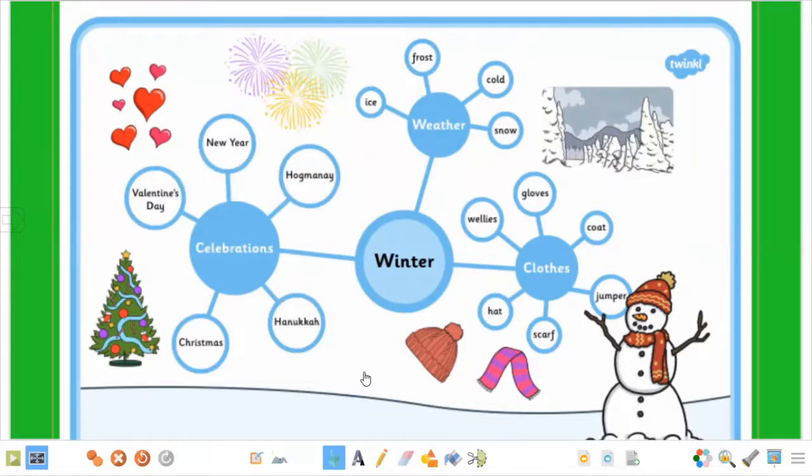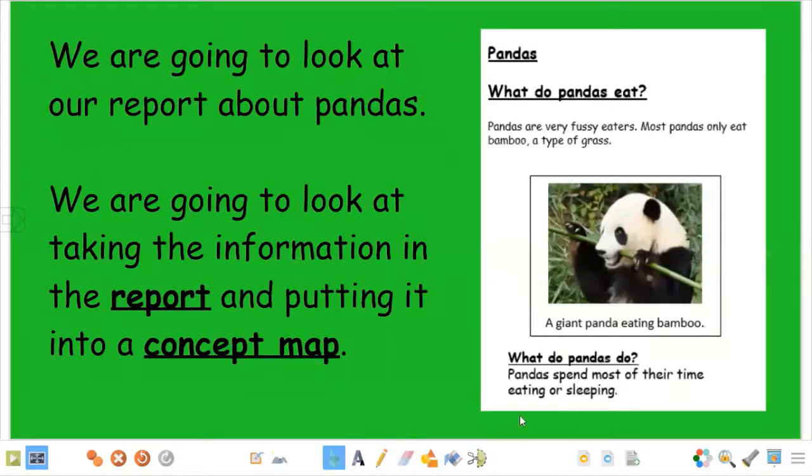So you can see there that that is a concept map, and that's how it works. It's a way of collecting and showing visual information. Okay, so what we're going to do next is go back and look at our report from yesterday, all about pandas. You'll remember this one, and we used this report yesterday to identify the key features of a report, which were 4 different features. See if you can name them now. That's right, they were number 1, heading, number 2, subheadings, number 3, photograph, and number 4, captions.